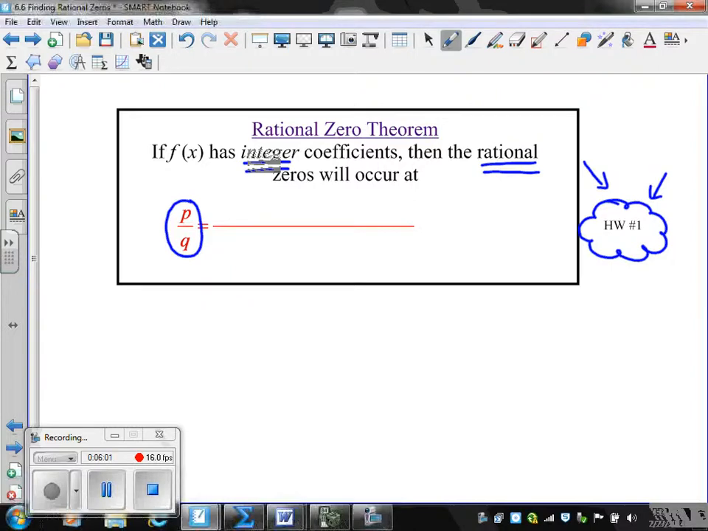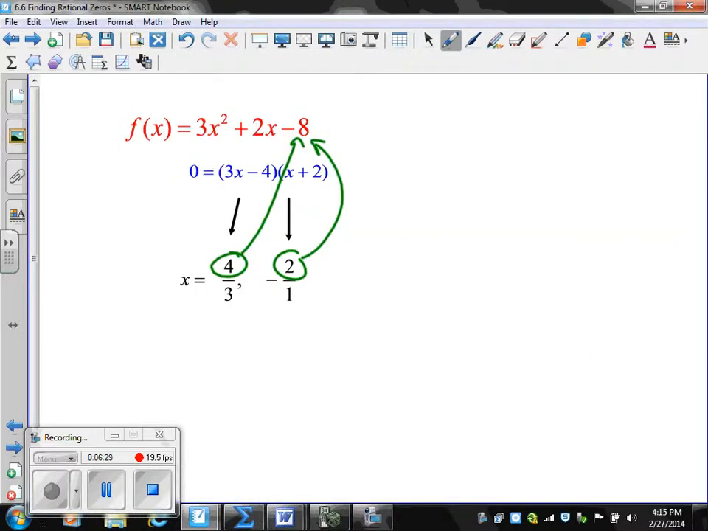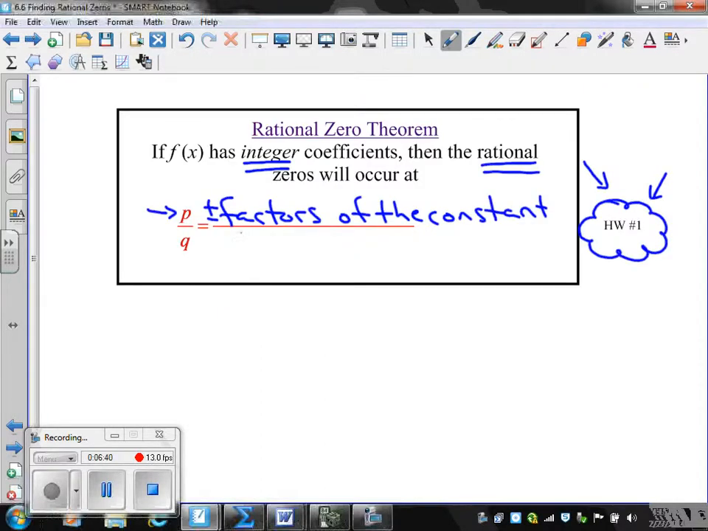If you notice, this is a fraction that I have going on here. Well, the numerator, the stuff that is p, came from factors of the constant. And I'm actually going to put plus or minus out here. We're going to see why momentarily. We're going to want to have that plus or minus there. So the numerator is going to come from factors of the constant, just like back on this other slide, the 4 and the 2 came from factors of 8. And our denominator is going to come from factors of the leading coefficient.